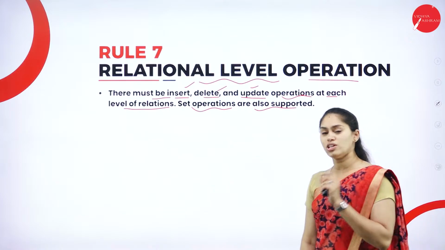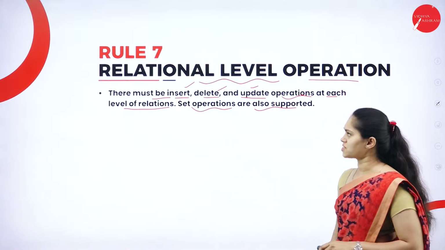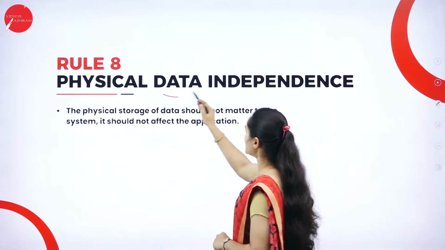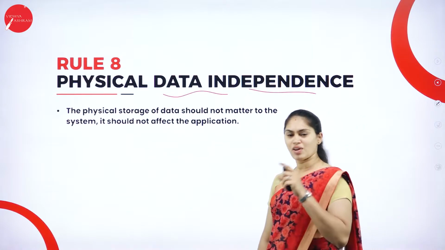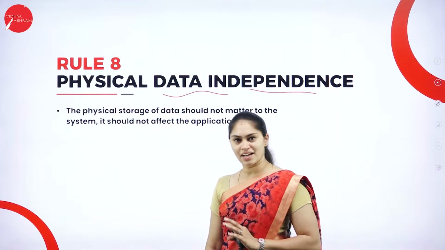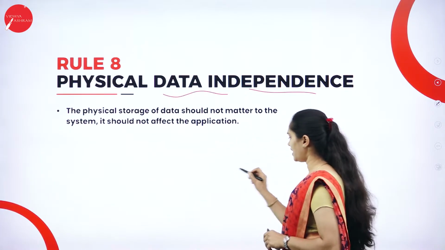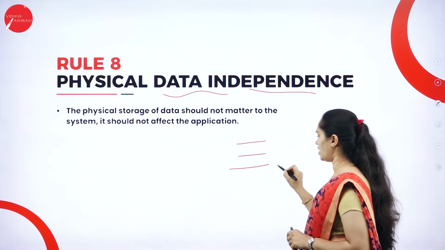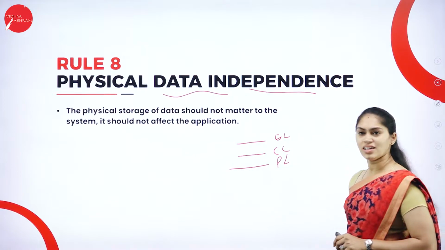It has to allow us to perform all these operations at each level of relations. We'll see rule 8, that is physical data independence. If I say physical data independence, you have to get back to your unit 1. Already we have learned regarding logical data independence as well as physical data independence, right? So we have 3 levels in the 3 schema architecture. First is the physical level, the conceptual level, and also we have an external level.